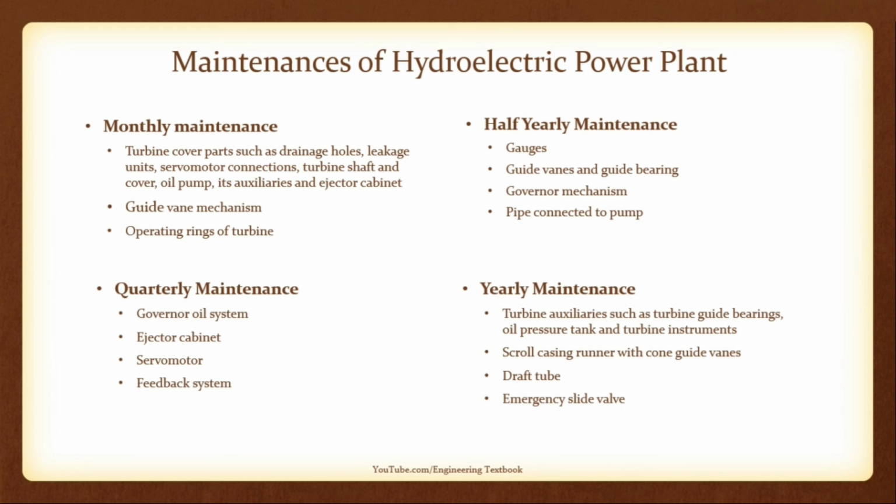Yearly maintenance. Yearly maintenance is carried out in the case of turbine auxiliaries such as turbine guide bearings, oil pressure tank and turbine instruments, scroll casing runner with cone guide vanes, draft tube and emergency slide valve.